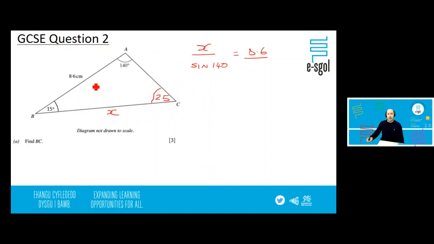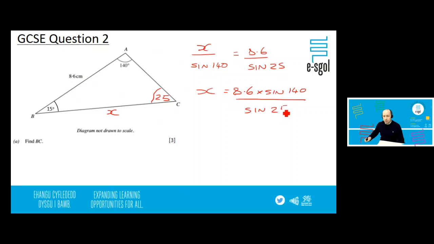Okay. So now I'm just reviewing the question. I know now I have got all the information I need. So my 8.6, the angle opposite that is going to be the sine of 25. And then I need to get X on its own. So I'm going to do 8.6 times the sine of 140, and then I'm going to divide all of that by the sine of 25.